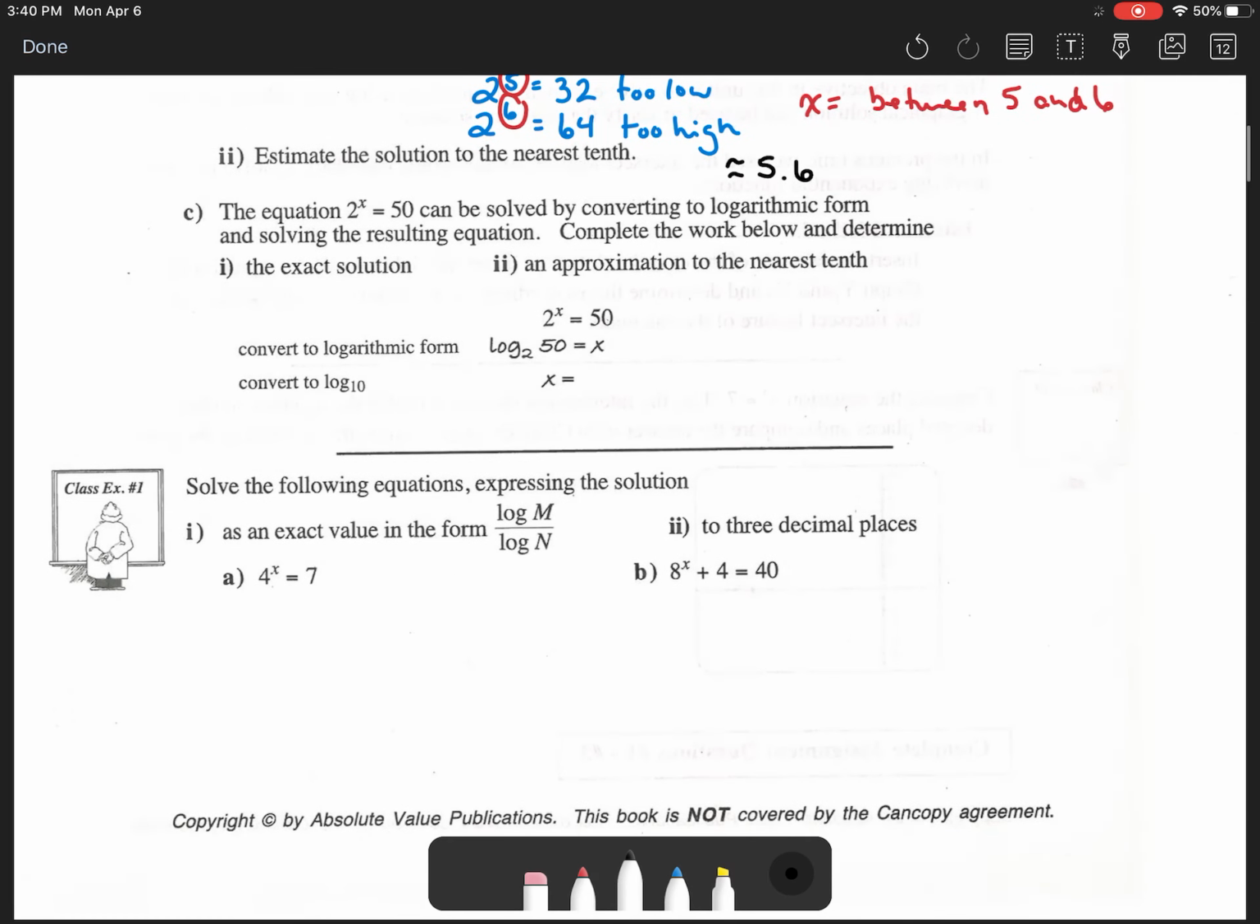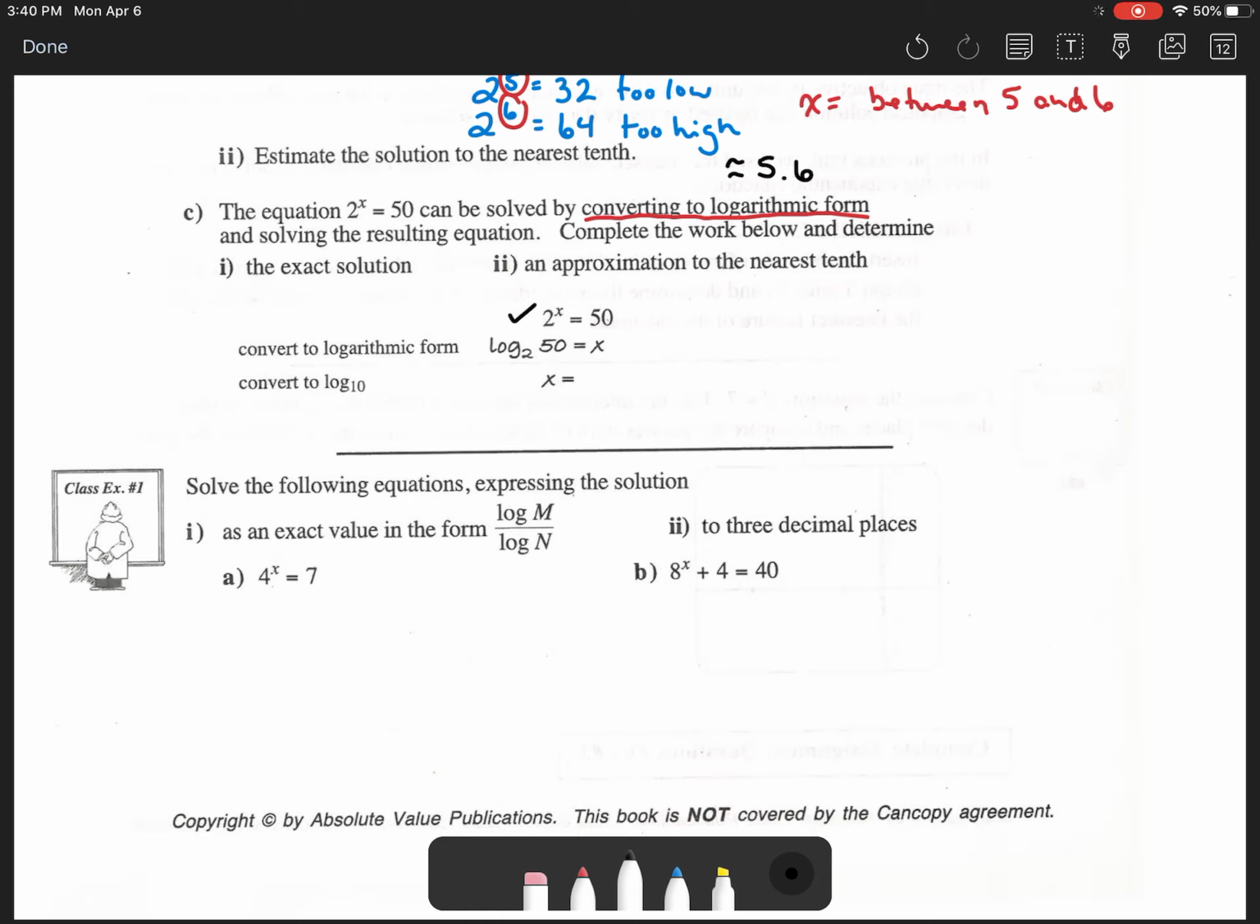Now, moving on to C, let's figure out how to solve these things algebraically. It says the equation 2 to the exponent of x equaling 50 can be solved by, and here's the key thing we need to focus on, converting to log form, and therefore solving the resulting equation. Complete the work below and determine 1, the exact solution, and 2, an approximate solution.